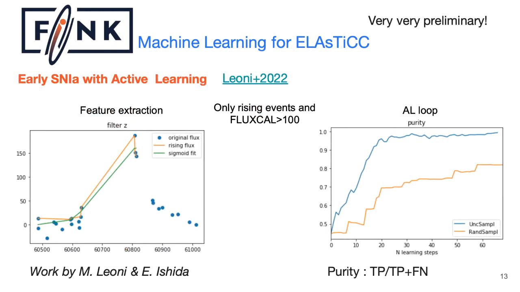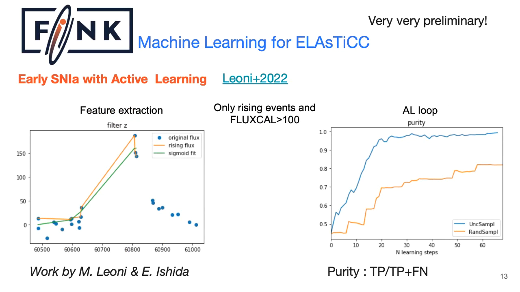So, I am now going to go through some of the machine learning tests that we have been doing for Elastic with Fink. This is all very, very preliminary, so whatever I tell you is not necessarily the end game. But to give you an idea of what type of algorithms we are using, what challenges we have, etc. So this is a classifier that we have right now in production with ZTF that is finding early type 1a supernovae with active learning. So the idea is the following. We want to find rising events, basically. So we want to find things that are rising that look like type 1a supernovae.